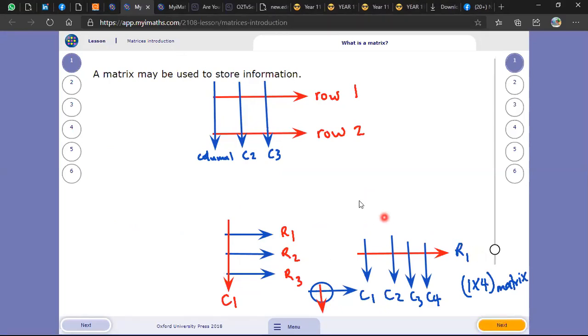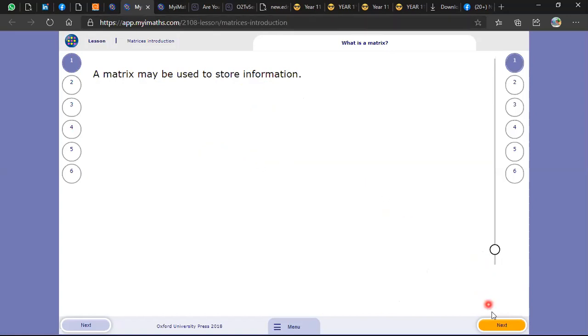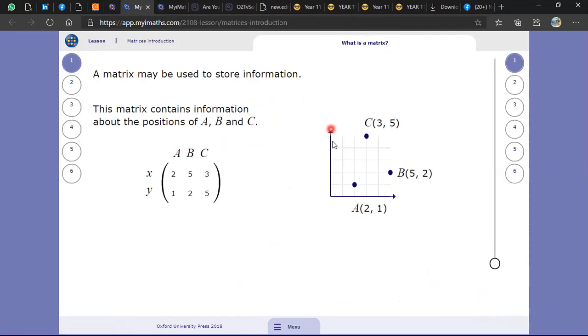A matrix may be used to store information. That is to let us know that if you would like to store information, we can use a matrix to store it. For example, you see here that we have a Cartesian plane, the XY plane, where you have 3 points A, B, C with their coordinates. Each of these coordinates, we are able to represent with a matrix. So 2, 1 is for point A. The first row talks about the X values, while the second row talks about the Y values in a Cartesian plane. For point B, you have 5, 2. And for point C, you have 3, 5. That's an example of an application of matrices, which is used to store information.